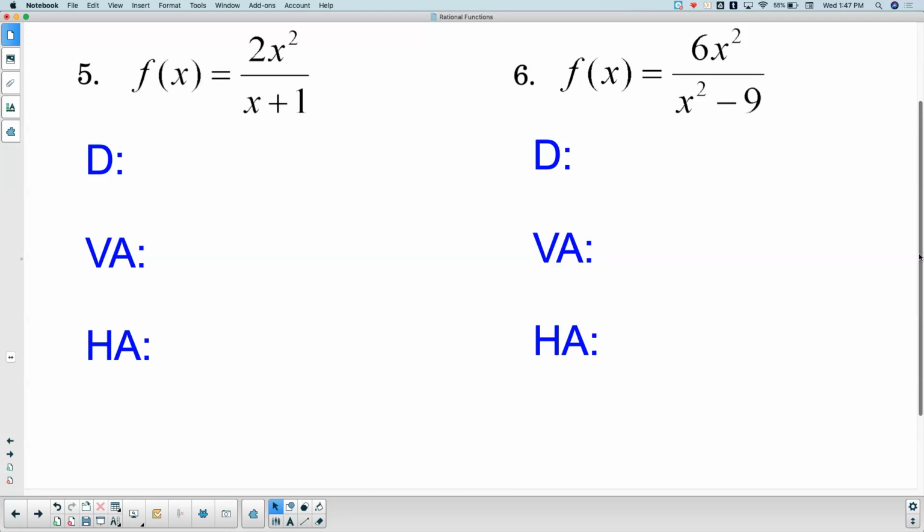Domain of the first one. We can do that one in our head. Domain of the first one. All real numbers, but x can't be -1. Vertical asymptote then.